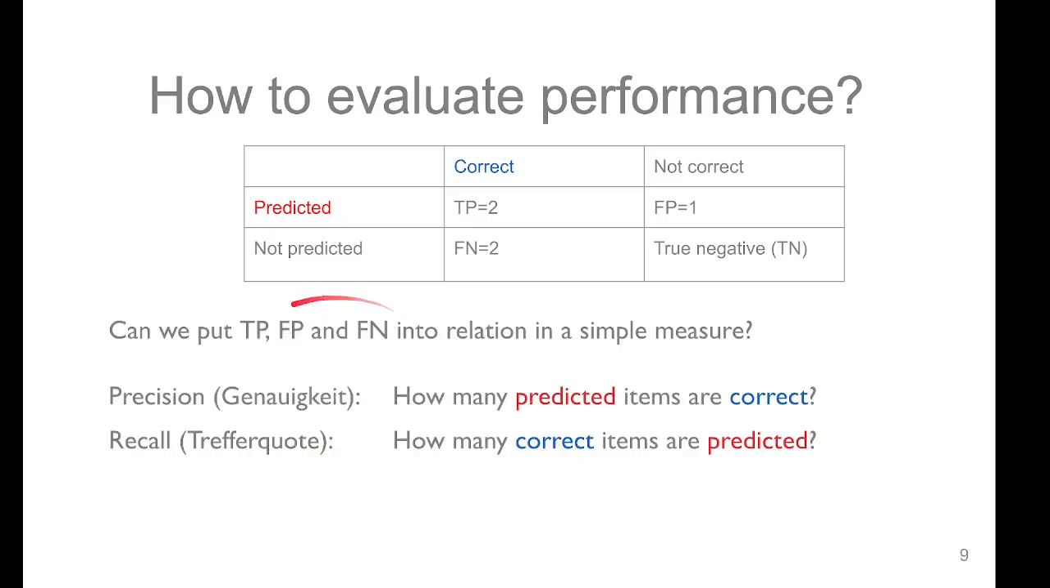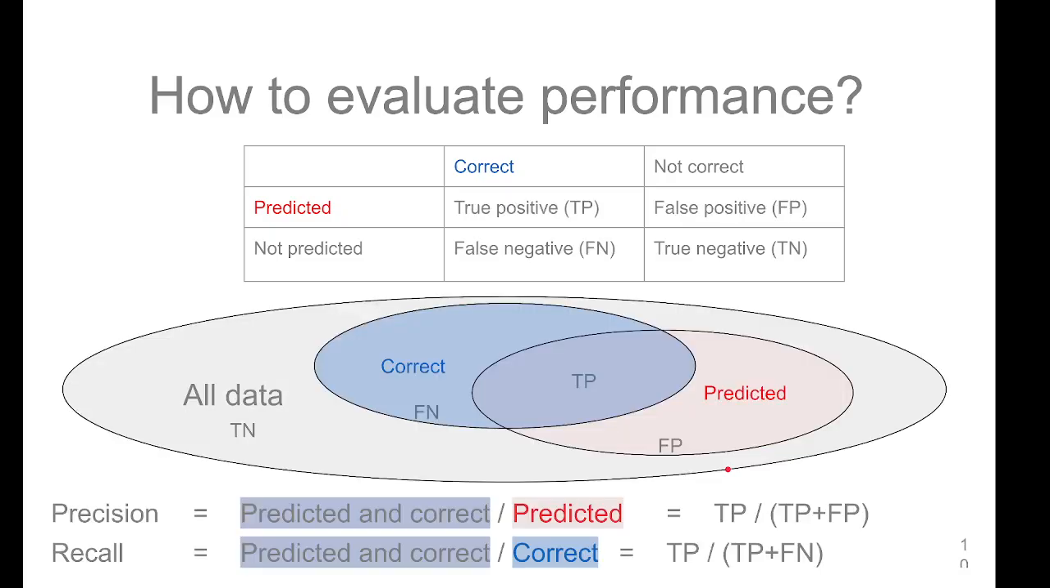We aggregate true positive, false positive, and false negatives into precision and recall. Precision is how many predicted items are correct, and recall is how many correct items are predicted. Let's look at this again in terms of the Venn diagram over here. So the true positives are where correct and predicted intersect, over here. And in precision, we relate that to everything that we predicted. And in recall, we relate it to everything that was correct. So TP plus FN and TP plus FP over here.